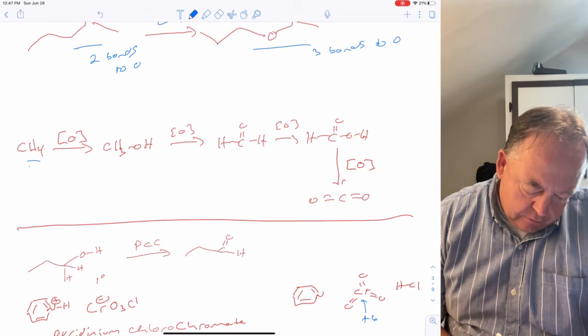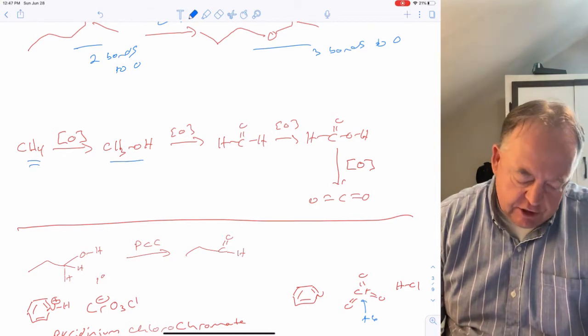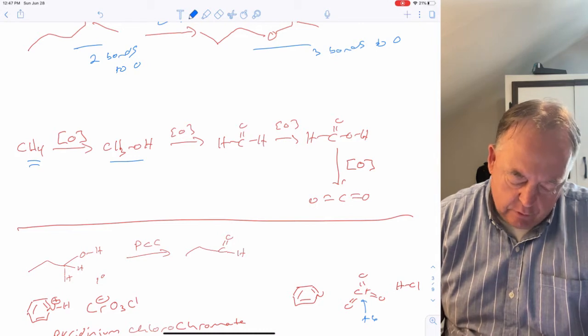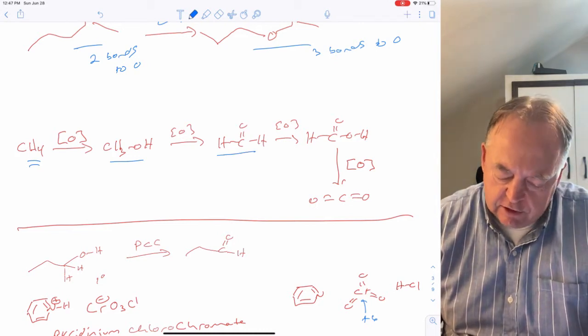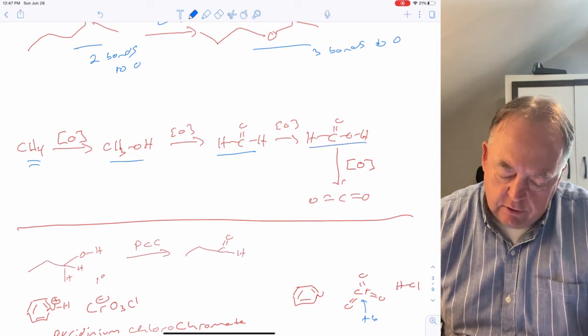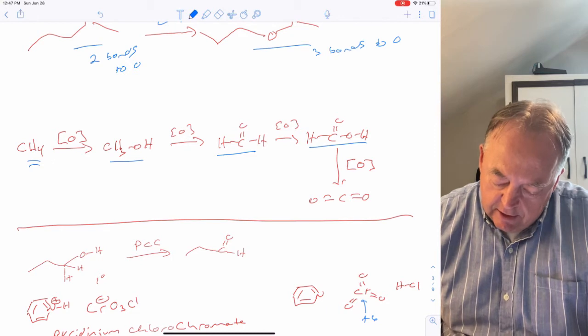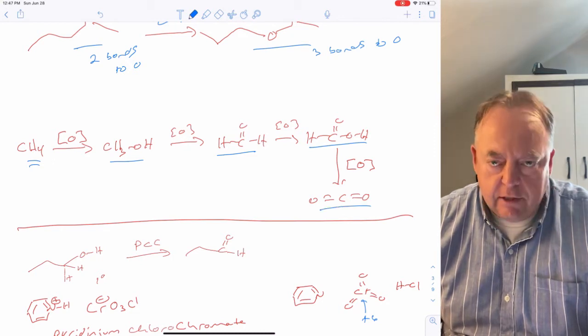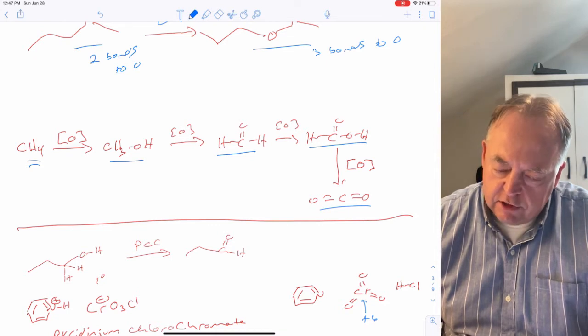If you started with CH4 and made methanol, now you have 1 bond to oxygen, that would be an oxidation. If you went from the alcohol to the aldehyde, now you have 2 bonds to oxygen, so that would be an oxidation. Or to the carboxylic acid, now you have 3 bonds to oxygen, that would be an oxidation. And to CO2, that would be carbon in its most oxidized state, so that would be another oxidation.